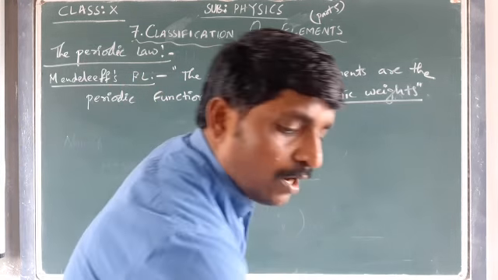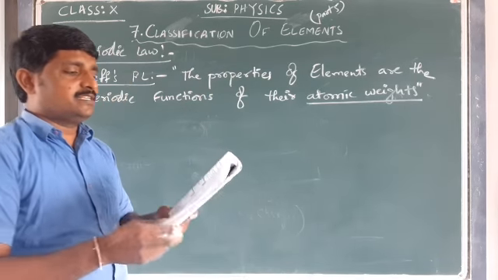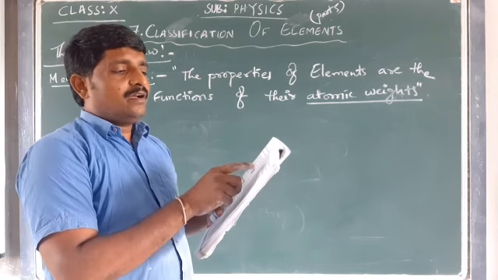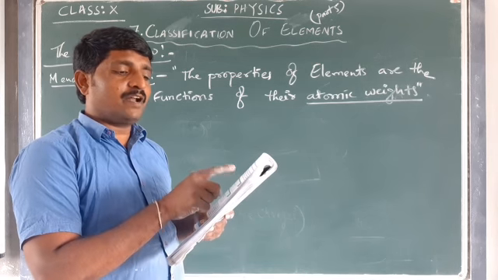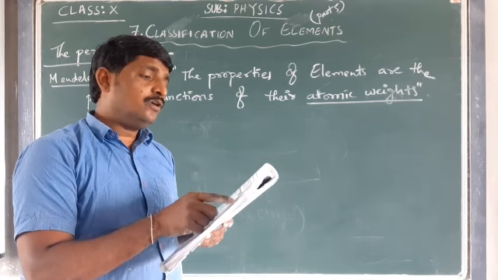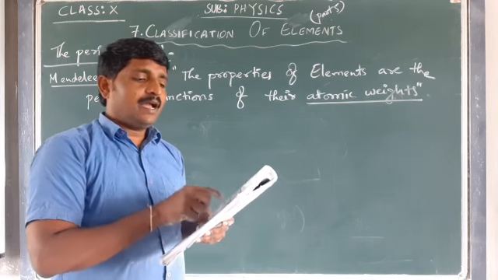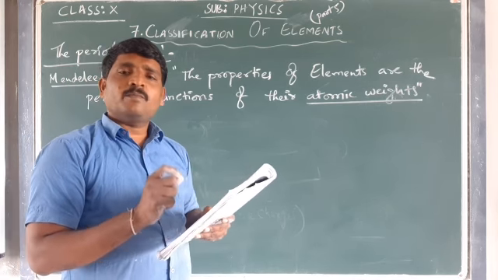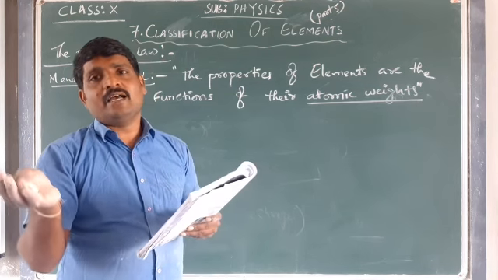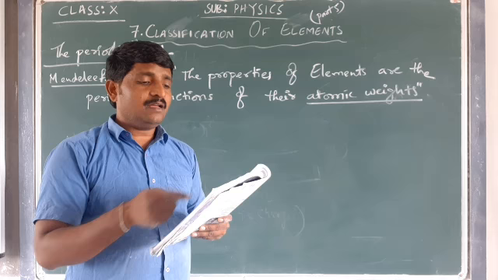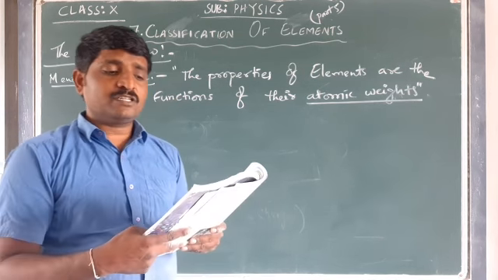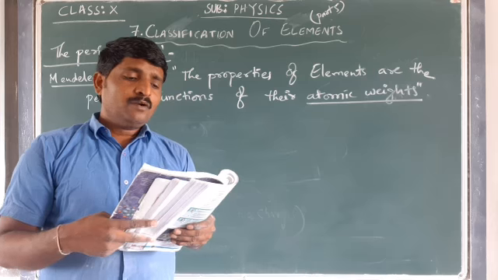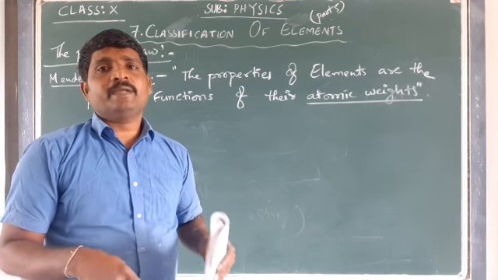Now how did Moseley change it? See here, the periodic law changed from the atomic weight concept to the atomic number concept, and it is called the modern periodic law. As the periodic law has changed, we call it the modern periodic law. We know that Mendeleev's periodic law is stated as the properties of the elements are periodic functions of their atomic weights. Now let us try to understand the modern periodic law.